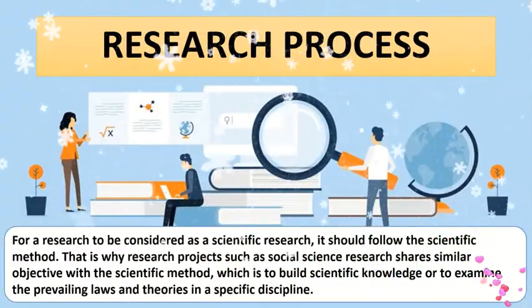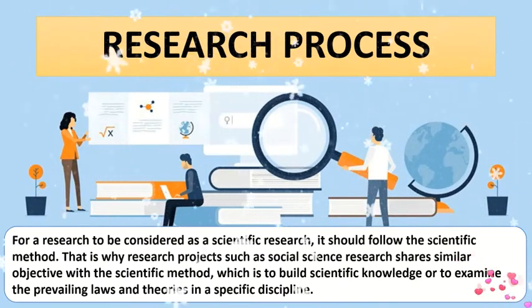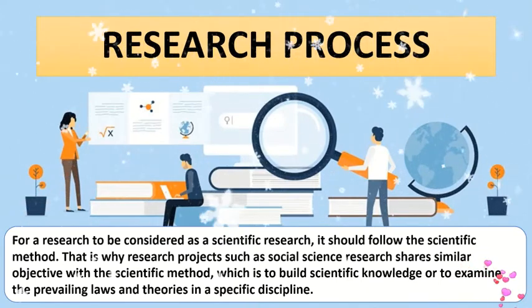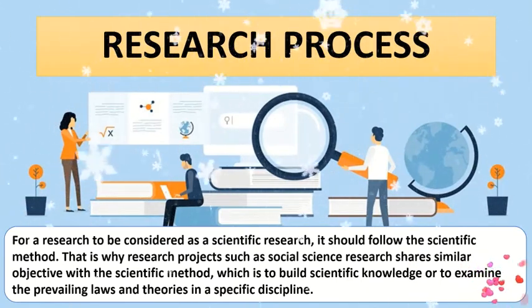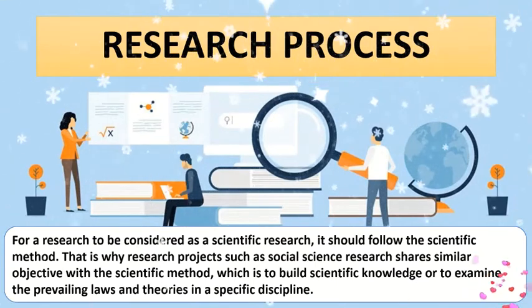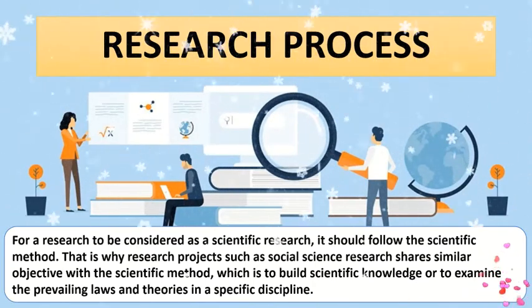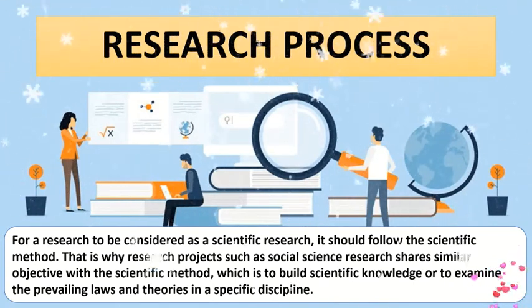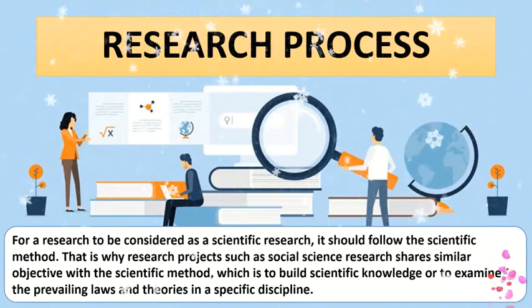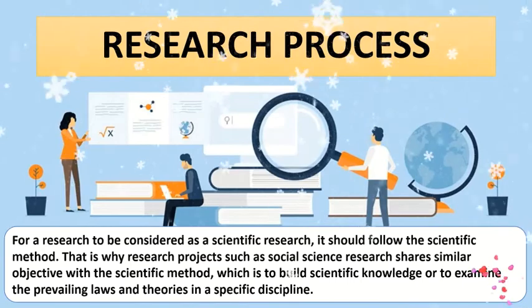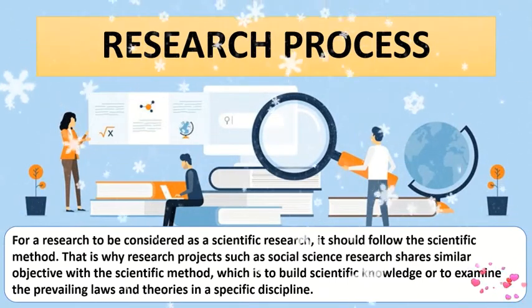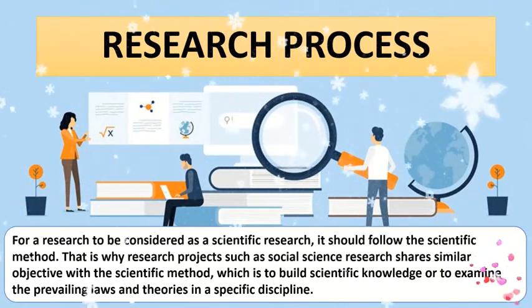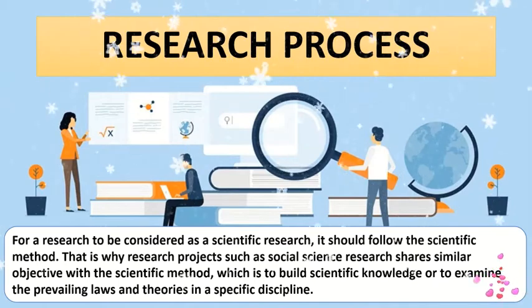Research process. For a research to be considered as a scientific research, it should follow the scientific method. What is scientific method? So scientific method will be the methods to be used in order to solve the situation or the problem. That's why you have to use the scientific method, for you to be guided and to put your research in process and to give justification of your situation.